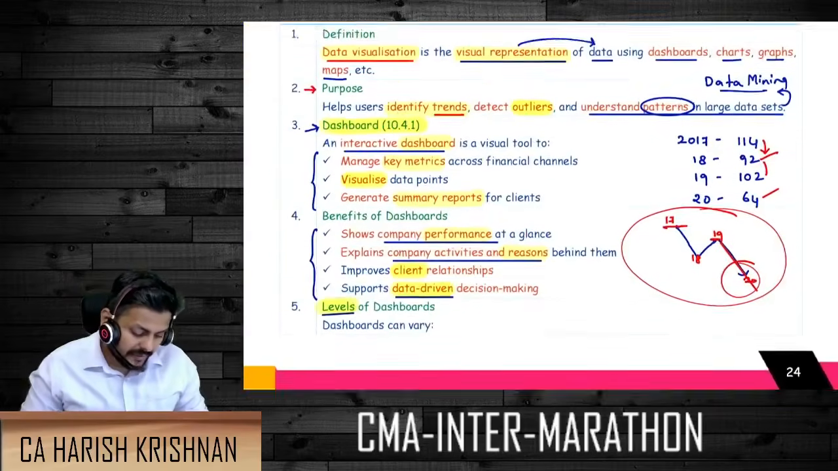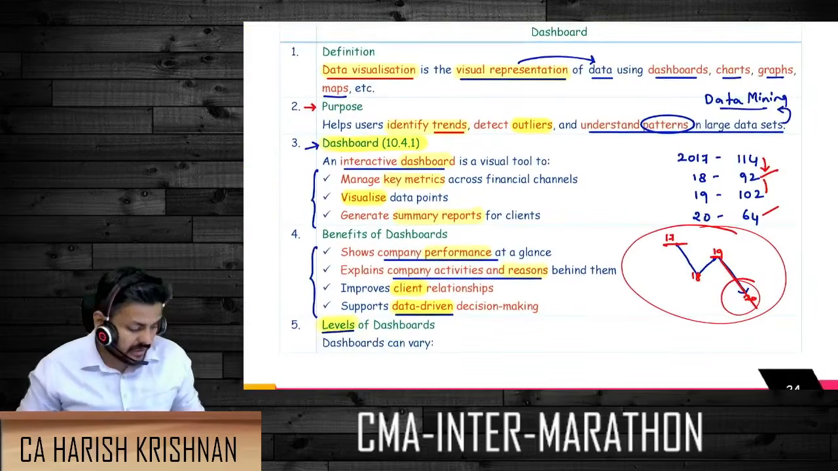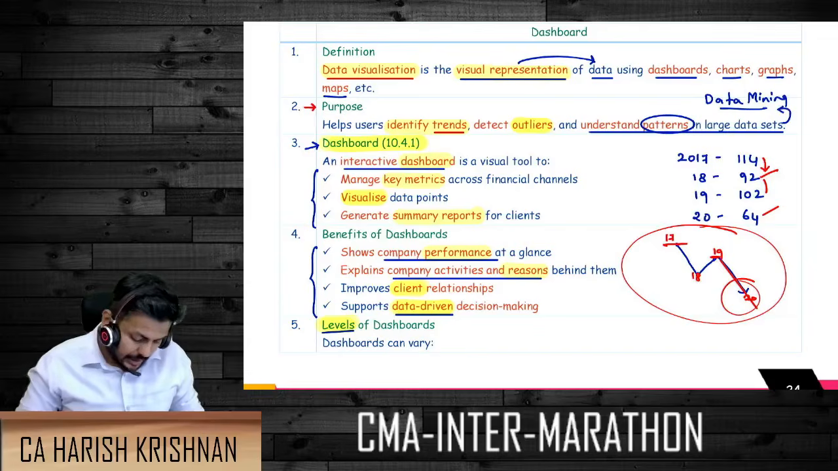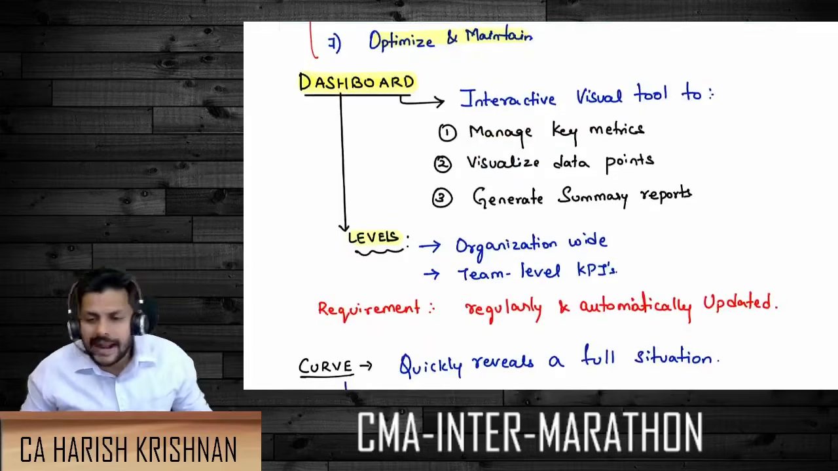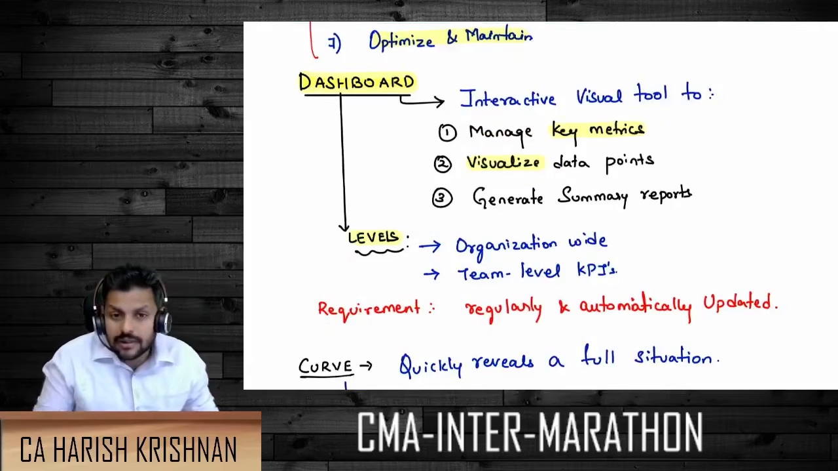So the first one we are talking about is a dashboard. Let's go with understanding what is a dashboard. Back to our summary sheet. A dashboard is a very interactive visual tool, which will help you to manage key metrics, visualize all the data points, and generate summary reports.